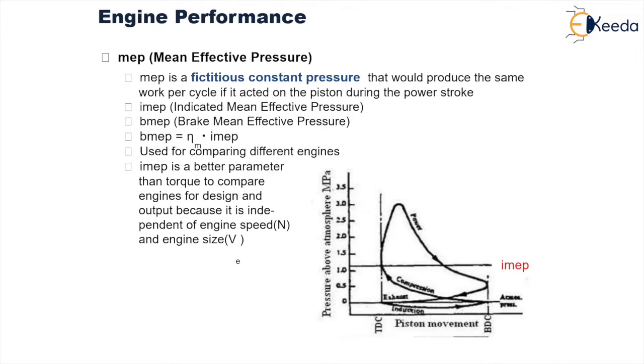Then we have two types over here: IMEP, that is indicated mean effective pressure, and BMEP, brake mean effective pressure. This is used for comparing the different engines. This indicated mean effective pressure is considered to be a better parameter when compared with the torque to evaluate the design of the engine and its output, because we see that it is not dependent upon the speed of the engine and size of the engine.